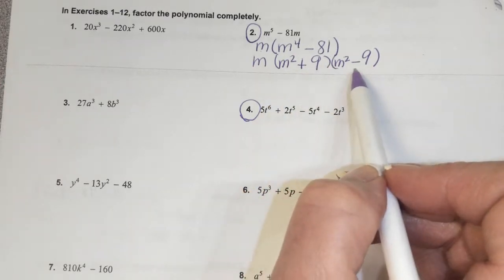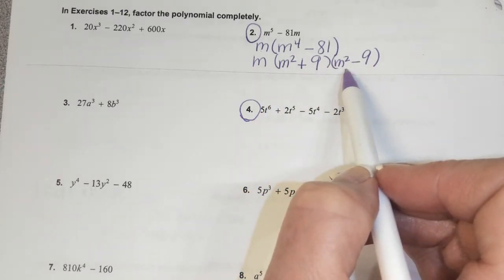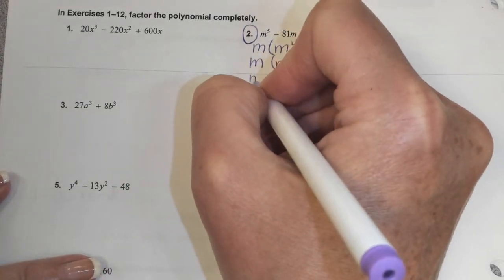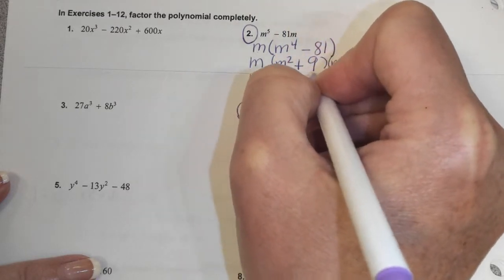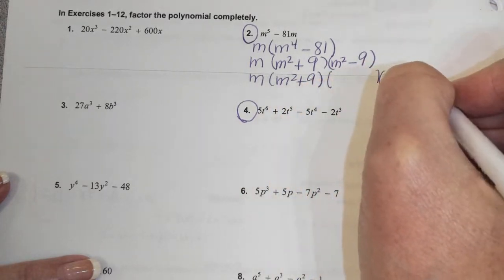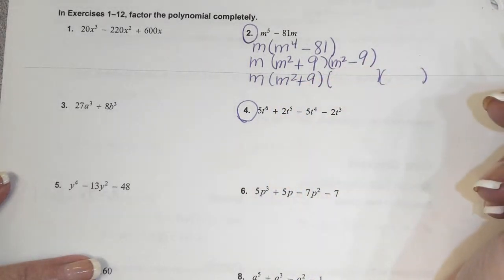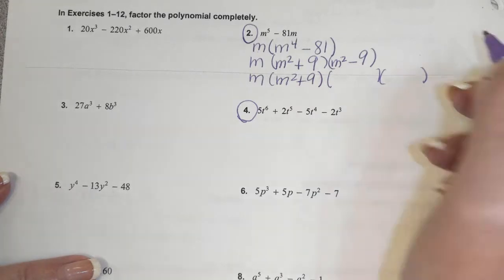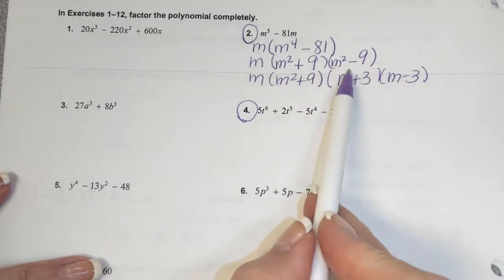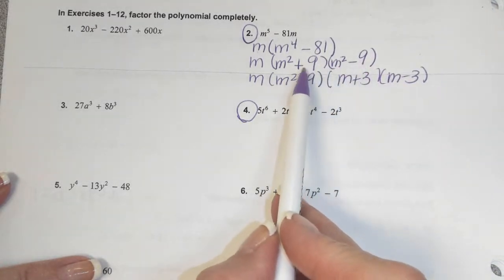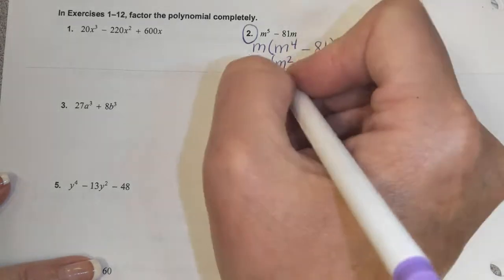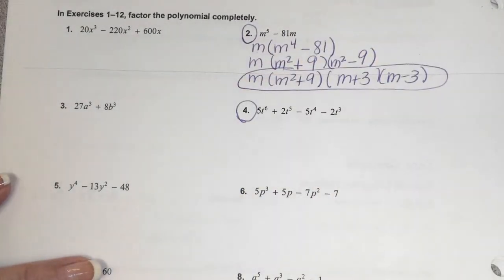Can any of these be factored further? Wouldn't the m squared minus 9 be factored further? Yes. So this stays the same, but this again is the difference of two squares. How does it factor down then, Amelia? I forget. Can somebody help her? Ian? Right. And that only works if it's the difference of two squares. The sum of two squares doesn't factor down any further into real values. And so this would be the completely factored form.